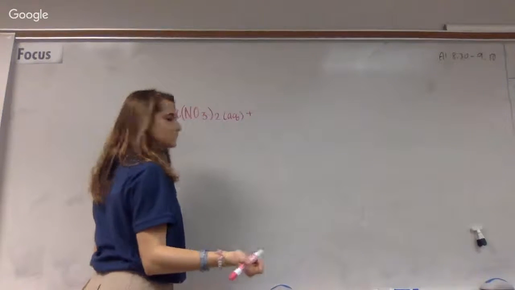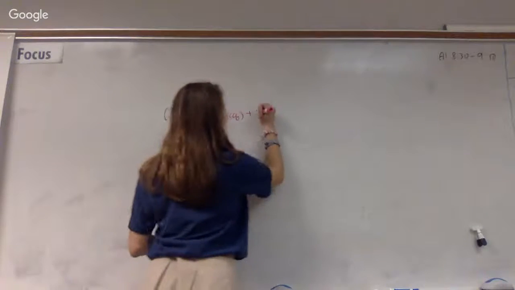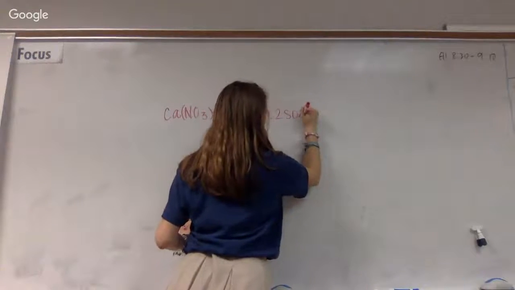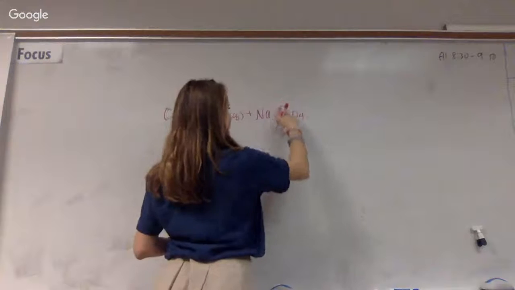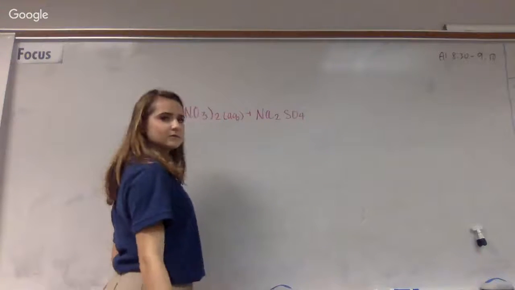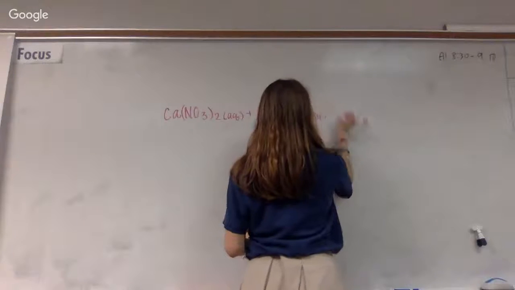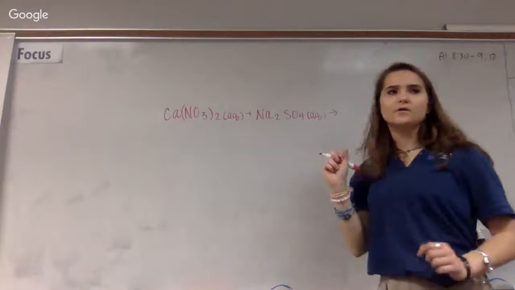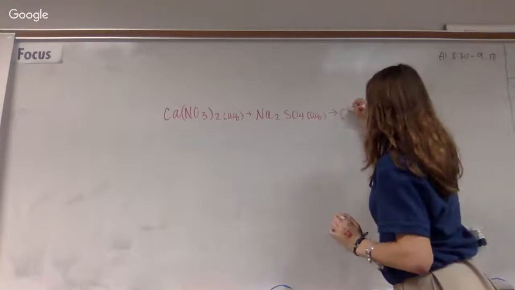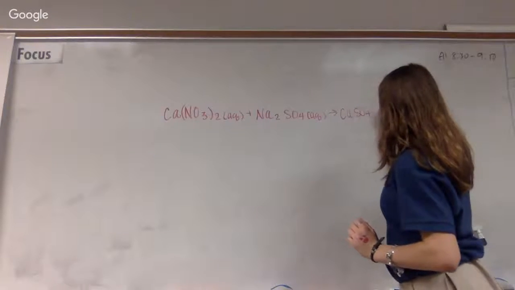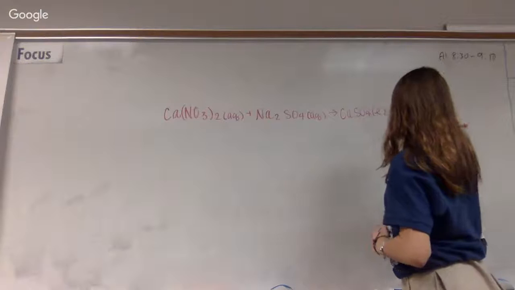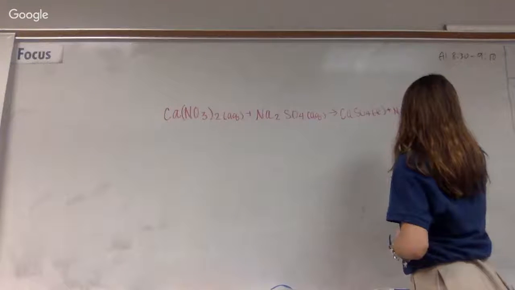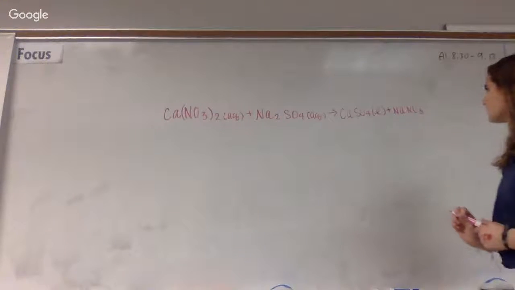Okay. Plus Na2SO4. Make sure that's a subscript. Oh, yeah, sorry. And can you write aqueous next to it? And an arrow. And on the other side, can you write CaSO4 and write L for liquid, plus NaNO3, and write that aqueous.